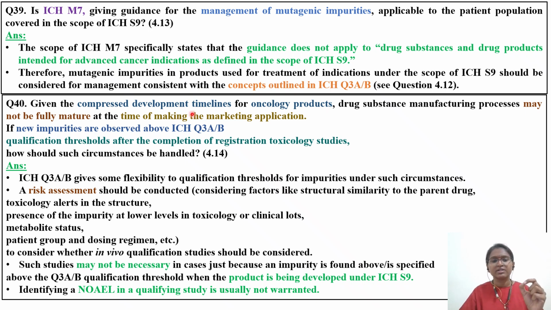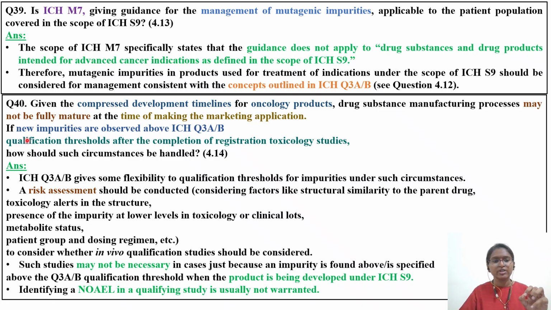Given the compressed development timelines, because in the case of ICH S9 the patient survival time is less, so there are compressed developmental timelines for these oncology products. Drug substance manufacturing processes may not fully mature. Okay, so the complete life cycle is still not completely developed. Batch scale is not completely developed at the time of making the marketing application.